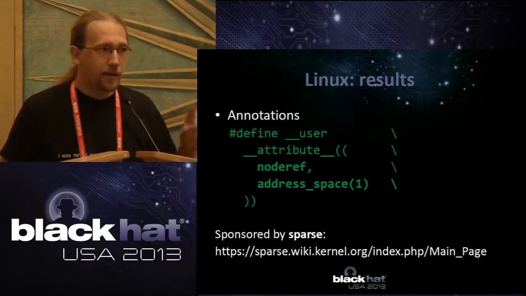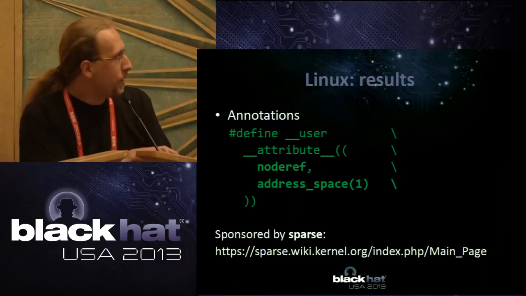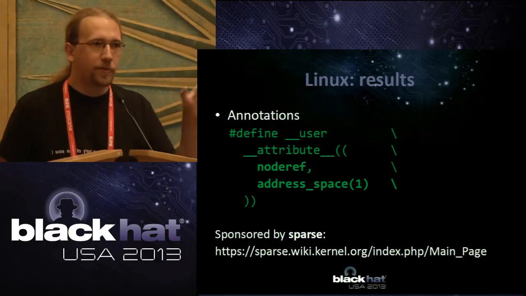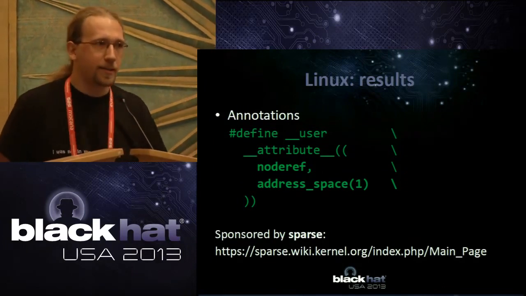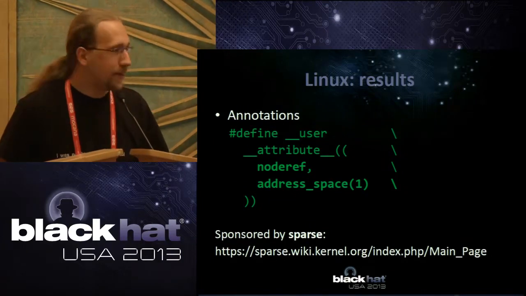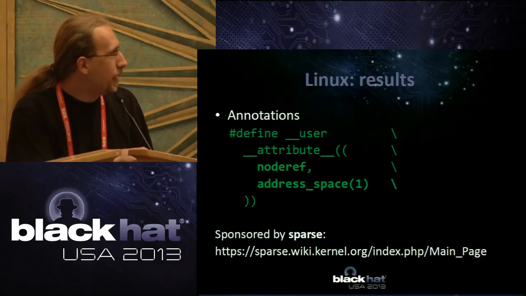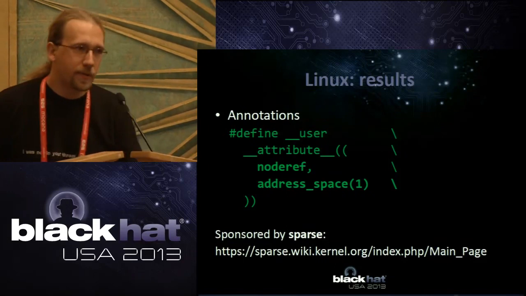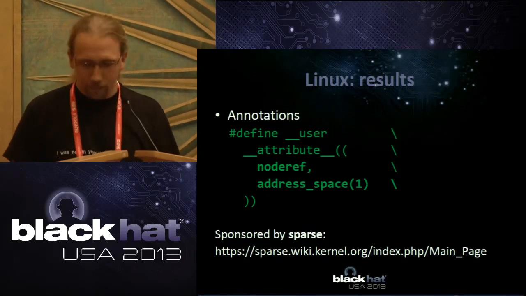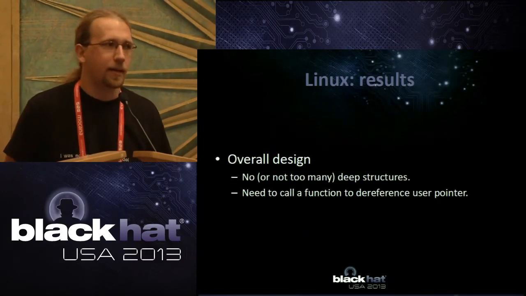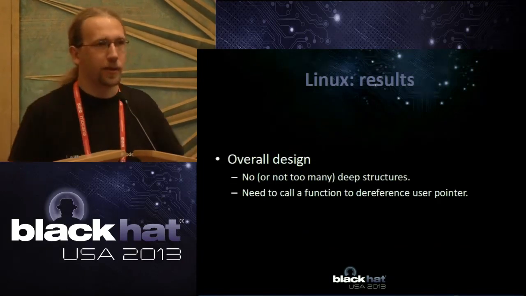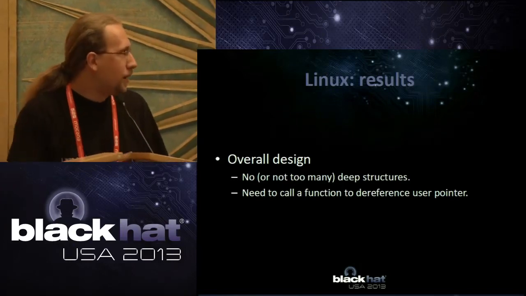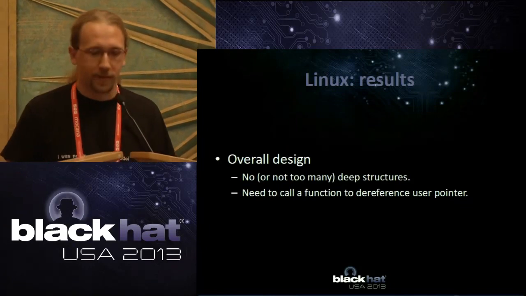The other thing is actually Sparse. Sparse and annotations. So this is a __user annotation for all the input variables and fields and structures that a system call gets from the user memory. And if the variable has an annotation like this, it cannot be dereferenced. A dereference will basically issue a Sparse warning. So this kills most of the bugs, or if not all, I would say. And the third is overall design. I mean, the structures that you pass to the kernel are pretty flat. They don't go deeper and deeper and deeper. And this is a good design. What can I say?